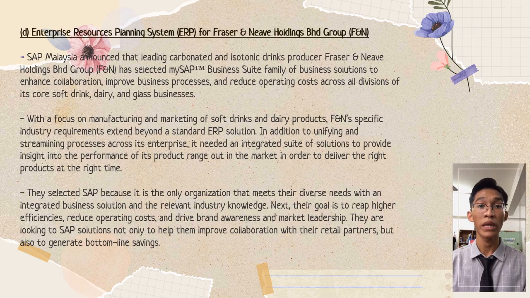Next is the example company in Malaysia that uses ERP. So we choose Fraser and Neave Holdings Berhad Group (F&N). SAP Malaysia announced that leading carbonated and isotonic drink producer F&N has selected the mySAP Business Suite family of business solutions to ensure collaboration, improve business process, and reduce operating costs across all divisions of its core soft drink, dairy, and glass business. With a focus on manufacturing and marketing of soft drink and dairy products, F&N's specific industry requirements extend beyond a standard ERP solution.